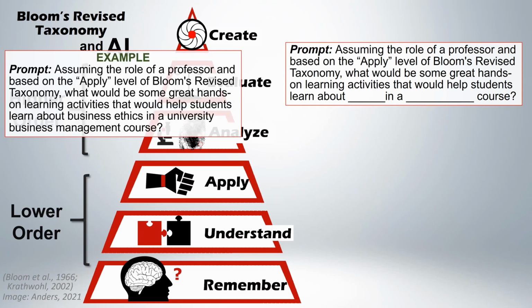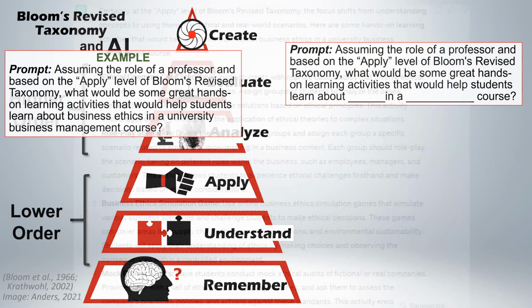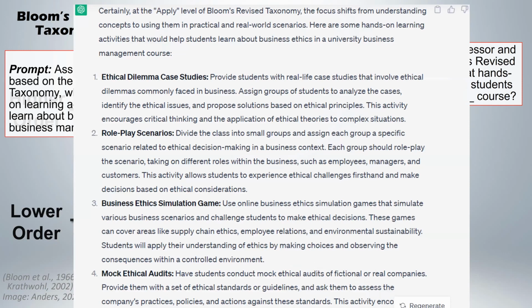And as an example here, let's say that we want to know about business ethics. So I want to help students learn about business ethics in a university business management course. Sure enough, instantly it will give me a multiple of different possibilities, different ideas of what I could do for more hands-on, student-centered activities that can really be more action-oriented, can really be much more engaging to help that student learn. So again, I'm using the AI just to help me in developing this course.